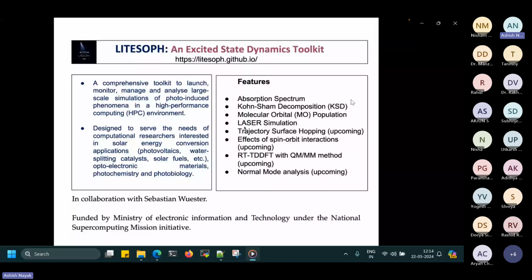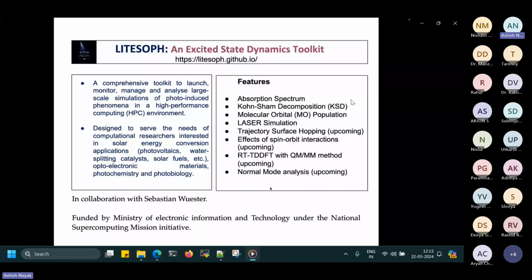Some of the things that are coming up are non-adiabatic dynamics. Both Ehrenfest and surface hopping are yet to be implemented. Some of them are, but not linked to the code. Right? Effective spin-orbit interaction is something that is developed in our group, but it has not yet been attached to the LITESOPH toolkit. Then we are also trying to include performing RT-TDDFT with QM/MM methods to ensure that we can scale up to large sizes where the quantum region of the problem is the focus, and the rest of it is supporting, but gives you the background, the environment that you want to work in. And analysis of nuclear dynamics is something that's also coming.